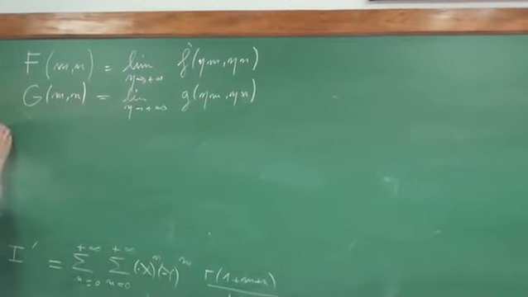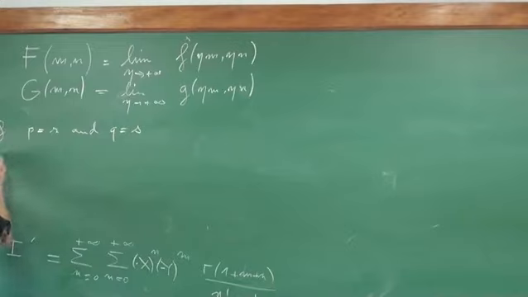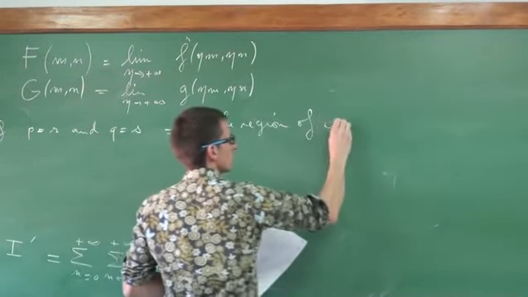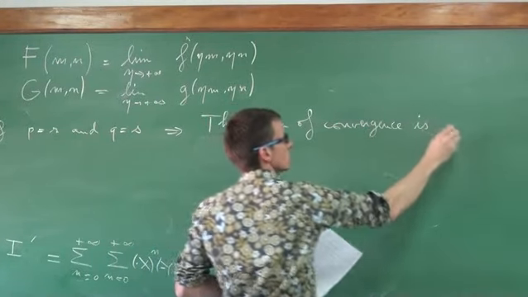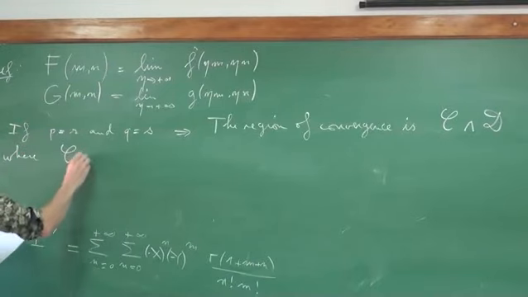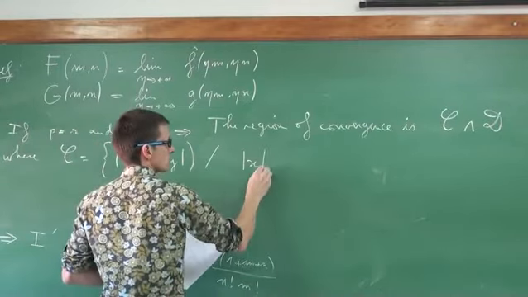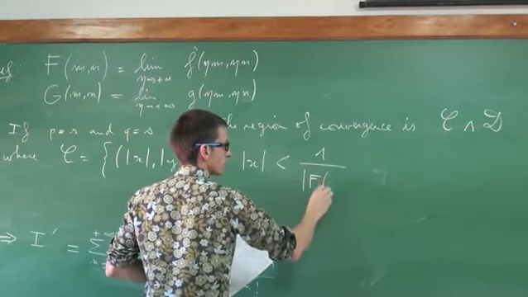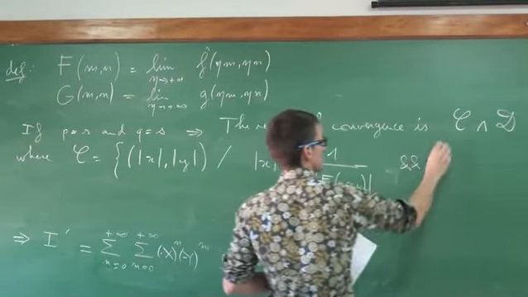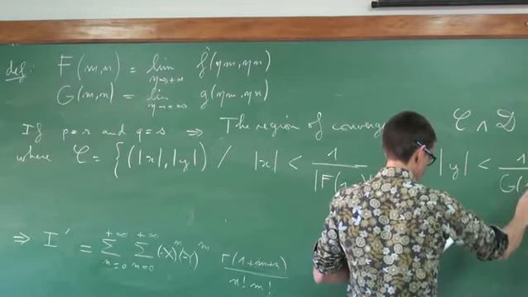You find that, with p and r, and q equal to s, then the region of convergence is C intersection D, where C equals the set of (x, y) so that x is less than 1 over the absolute value of f(0,1,0), and y less than 1 over g(1,0). Now this is (0,1).